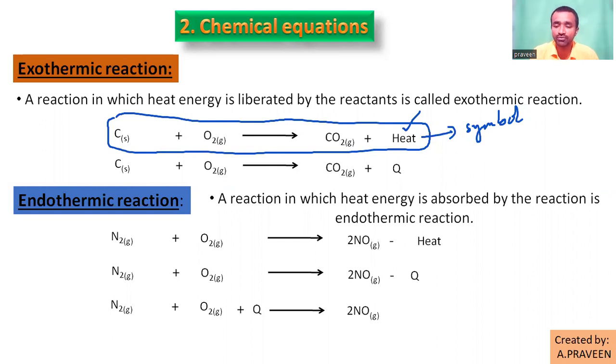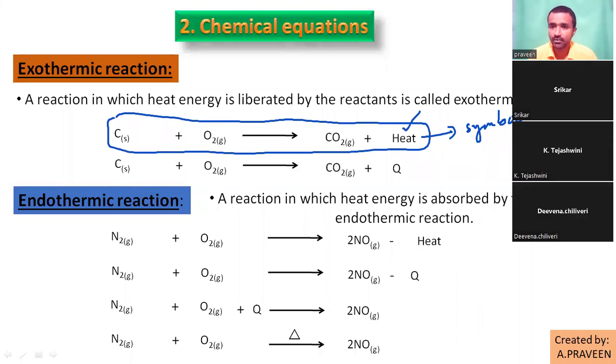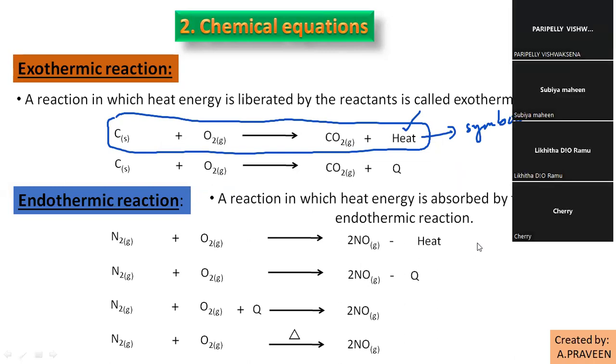So this is also a representation of an endothermic reaction. Is it clear to you, everyone? Or sometimes we may use the delta symbol above the arrow without using plus Q or minus Q. So the delta symbol is used above the arrow for representing the required heat energy. That means external heat energy you are providing, heating. Is it clear to you? Go to quick reaction. So you got an idea about endothermic and exothermic reactions.